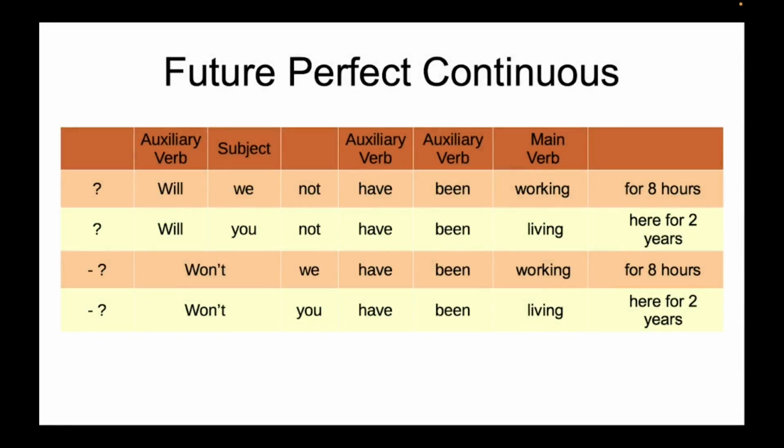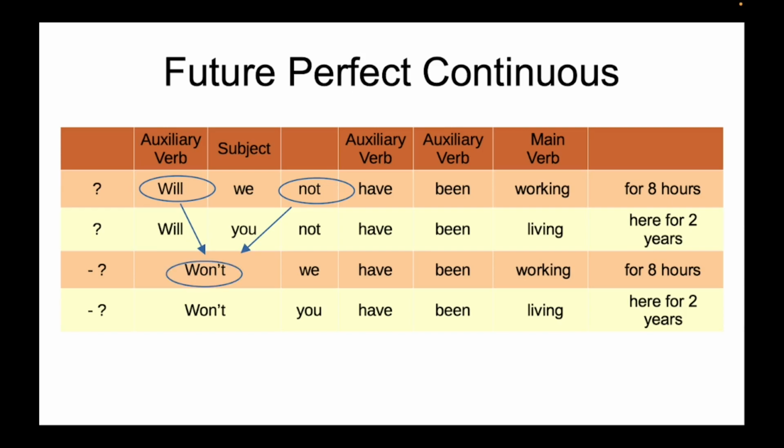For negative questions, we usually just insert not between the subject and the second helping verb. For example, will we not have been working for 8 hours? Or will you not have been living here for 2 years? But usually, when we express ourselves in the negative, we usually contract the first helping verb will and the word not. Will not becomes the contraction won't.